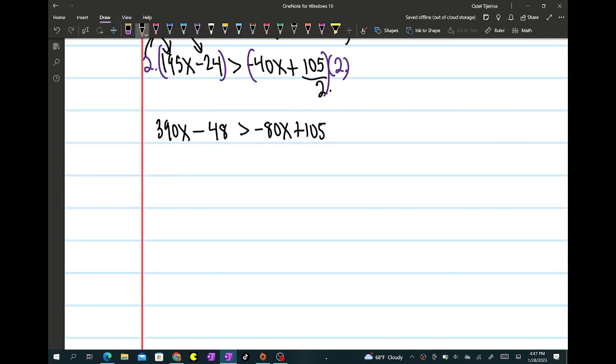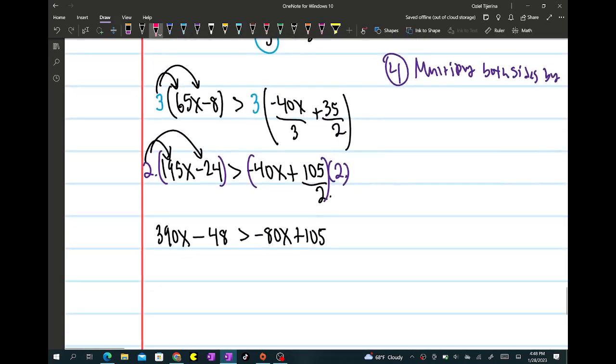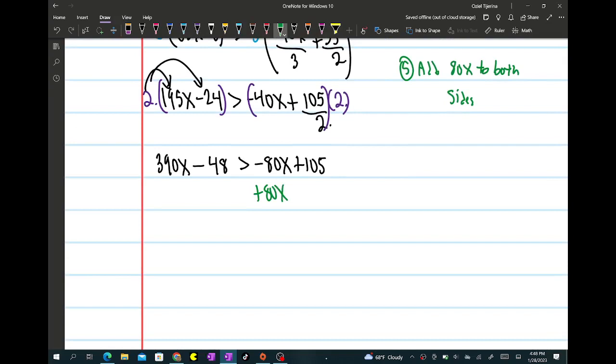And now we're going to solve for x. So we're going to go ahead and add, so number 5 would be to add 80x to both sides. So we're going to do plus 80x and then plus 80x here. So then this would be 470x minus 48 is greater than 105.